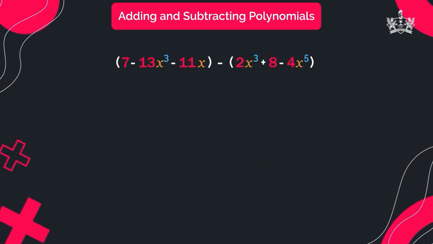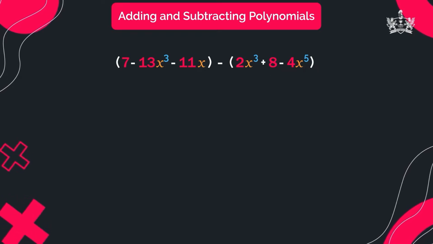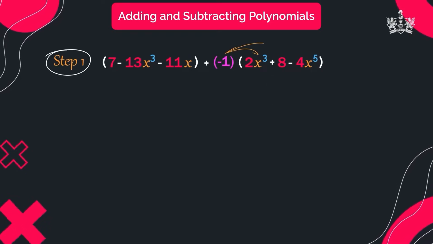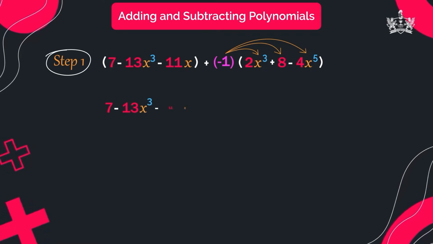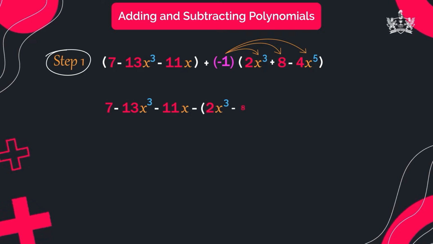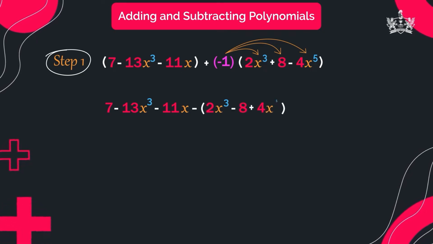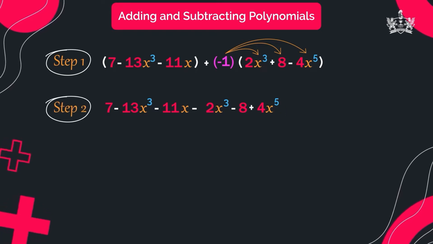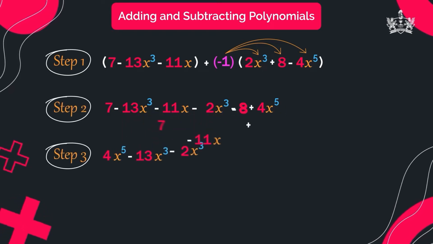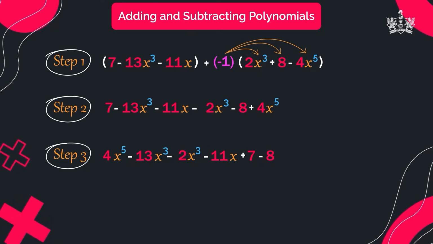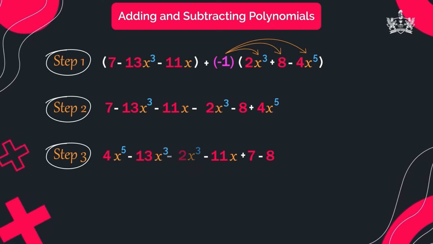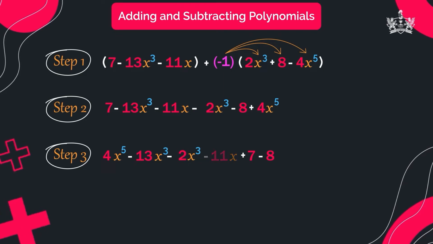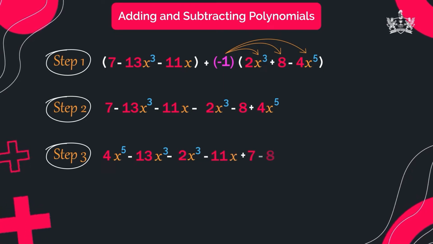We are subtracting two separate polynomials from each other. So we will need to distribute the negative first before we can combine freely. So the right polynomial becomes negative 2x cubed minus 8 plus 4x to the 5th power. Then remove the parentheses and group up the like terms, moving them so that the highest exponent is to the left. We get 4x to the 5th power minus 13x cubed minus 2x cubed minus 11x plus 7 minus 8.